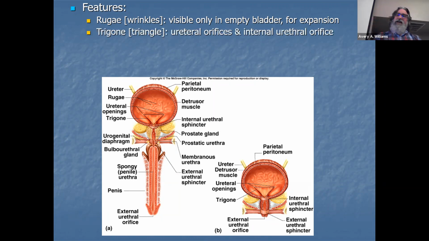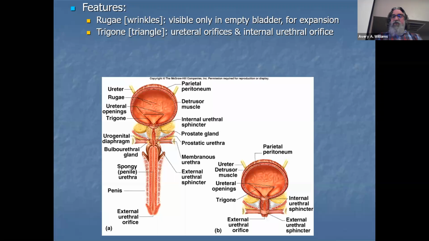Another feature, I guess, noteworthy, I don't know why they named this and went to the trouble to put a name to it, but all books have it, and they talk about it right here, the trigon. It sounds like something really important, but it's really just this kind of a triangle that is formed by the 3 openings in the bladder. A right and left ureteral orifice, and then the internal urethral orifice. See the 3 holes, 1, 2, 3. That's it.